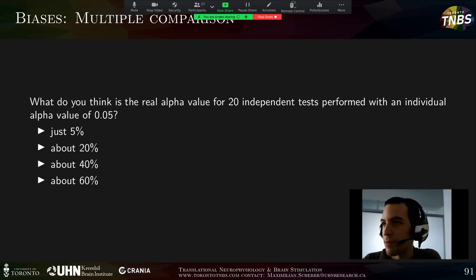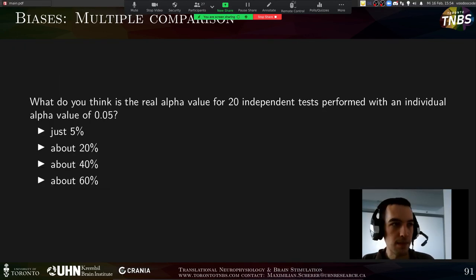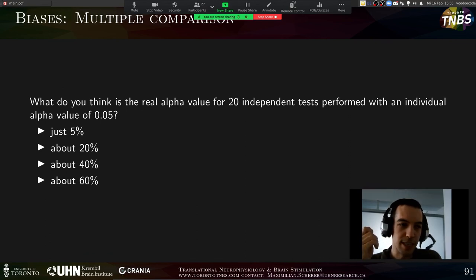Let's start with a quick question here. If you did some statistical hypothesis tests and you did 20 of them, they are all totally independent, and each of them had an alpha value of 0.05, what would you expect the overall error rate of at least one of them to be, like the real alpha value?